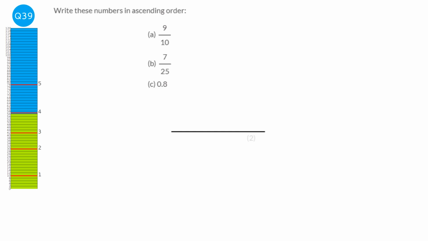Whenever we're putting fractions, decimals and percentages in order, the best way of doing it is converting them all into decimals. So here we've got 0.8, which is already a decimal, so that's just going to be 0.8. Here we've got 9/10, so 9/10 is 0 in the units column and a 9 in the tenths column. 7/25, well, something we can do with that is just times top and bottom by 4, so we get 28/100.